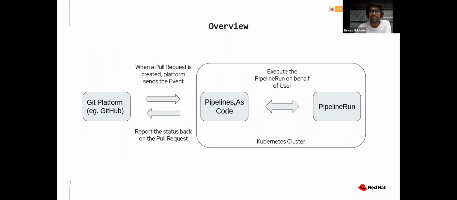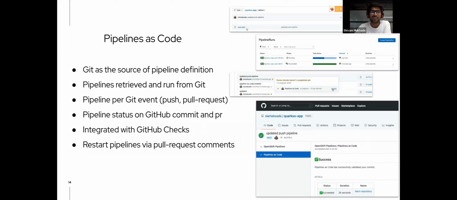Pipelines as Code is similar to Triggers, which we also integrate with a Git platform. We also listen for events, and based on those events, we run some pipeline on the cluster. When the pipeline is completed, we report the status back to the Git platform. Once you have integrated Pipelines as Code with your cluster, the developer doesn't have to go to the cluster and check the status. Everything will be on the Git platform. That's how Pipelines as Code is helpful on top of Triggers.